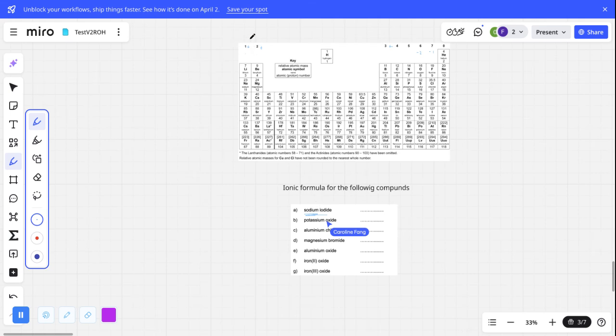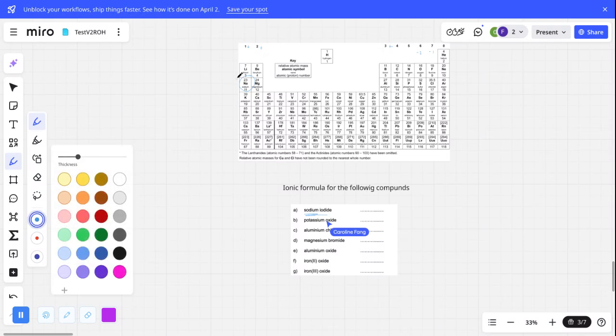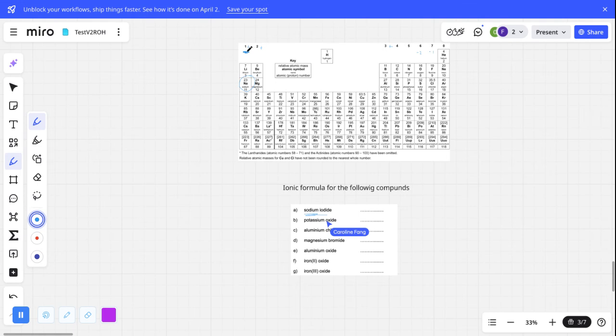So as I said right at the start, you make sure you know that group 1 is 1 plus, group 2 will form ions that are 2 plus, group 3 is 3 plus, group 7 is -1, and group 6 is -2. So you go, right, okay, you've got to have a positive ion first. All metals form positive ions. So what's sodium? Sodium's here. It's group 1. So because it's group 1, it is 1 plus.